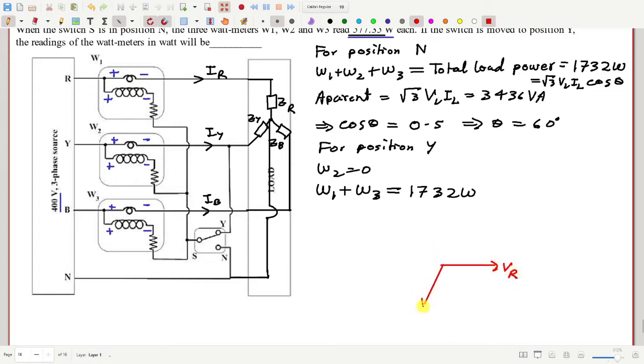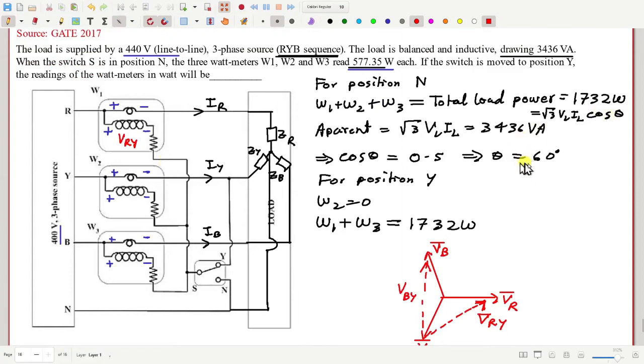VR, VY, and VB. Achha, now W1 is measuring which voltage? R minus Y, so this is the voltage VRY for W1. Okay, acha. And for W3, which is the voltage? B minus Y. Okay, B minus Y is here. And now the currents. Okay, so we know the value of theta is 60 degree.